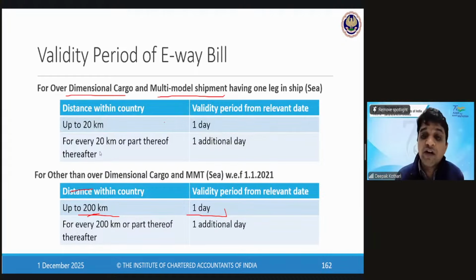If the distance is 201 kilometers, then the validity is 2 days. That's the advantage you get. Up to 200 kilometers, 1 day. For any additional kilometer, you will get one more day. It is not that part of a day is ignored; every 200 kilometers or part thereof counts. That is, 250 also will get 2 days, and 201 also will get 2 days.